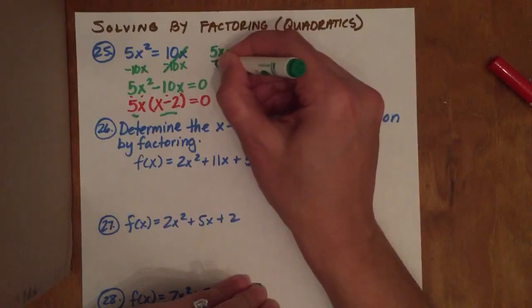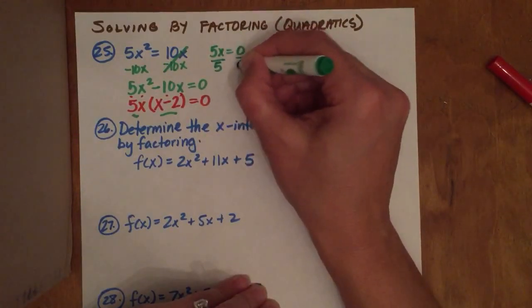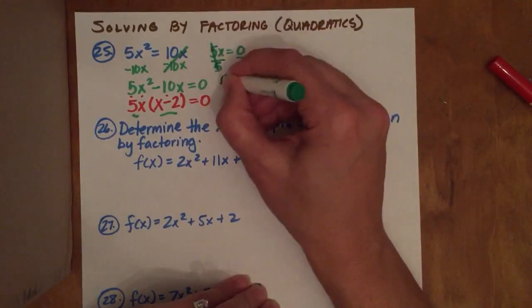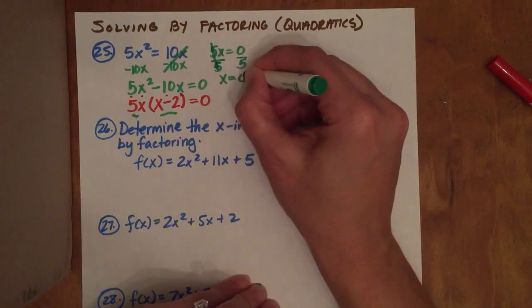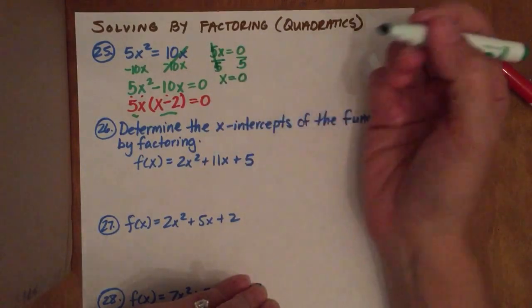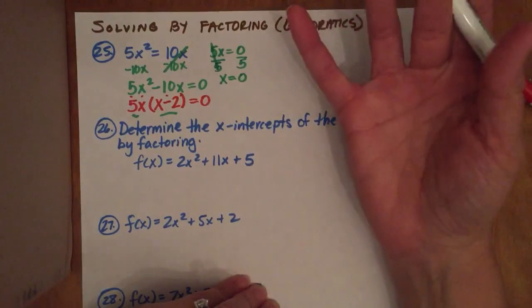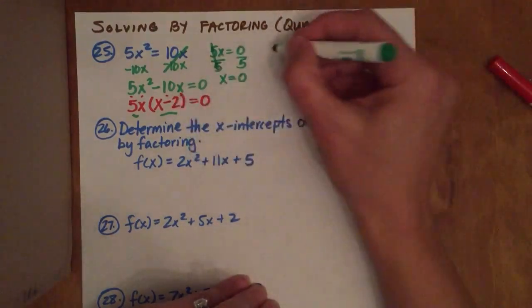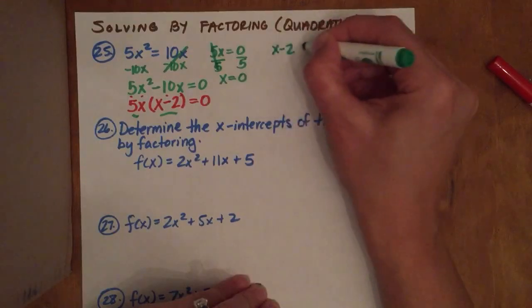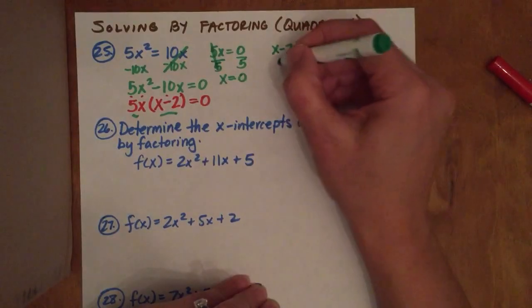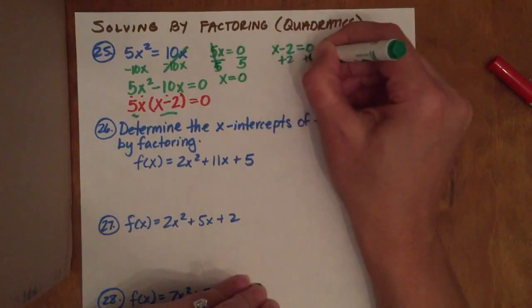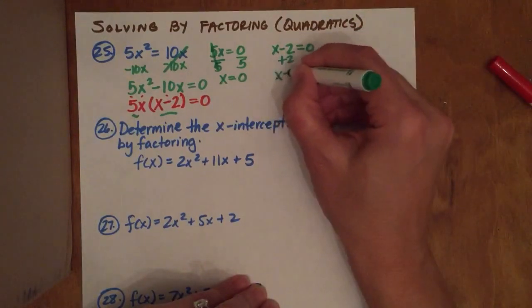I want to know what makes 5 times x equal 0. Well, to solve it, I divide both sides by 5. You divide by what's in front of the variable. That leaves me with x equals 0. So 0 is going to be one of my solutions, which is one of my intercepts. Then let's do the other factor. X minus 2 equals 0. So in order for that to equal 0, x has to equal 2.